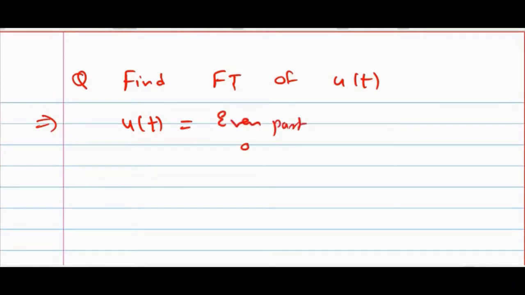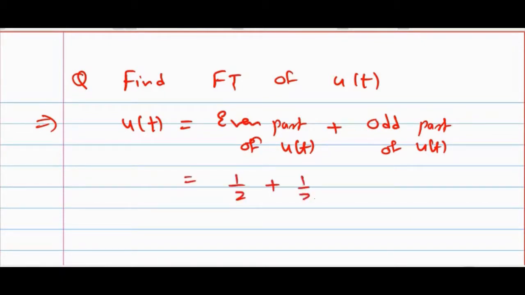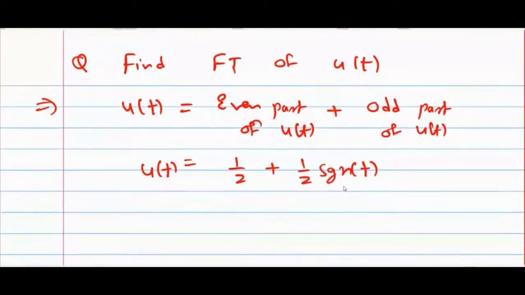Okay. Find the Fourier transform of u of t. So solution: u of t is made up of an even part and an odd part, because any signal is made up of an even part of that signal and an odd part of that signal. What is the even part of u of t? 1 by 2. What is the odd part of u of t? 1 by 2 signum t. So this is nothing but our unit step signal. I will be using this for finding the Fourier transform. So take the Fourier transform.